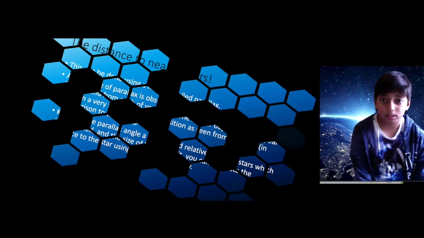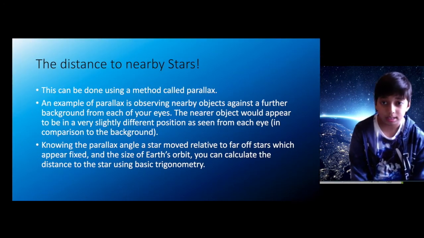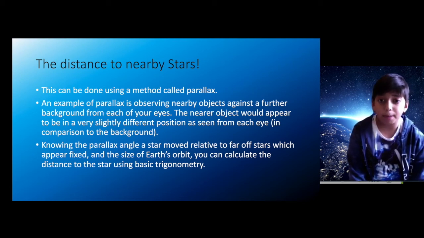How would we find the distance to nearby stars? This can be done using a method called parallax. An example of parallax is observing nearby objects against a further background from each of your eyes. The nearer object would appear to be in a very slightly different position, as seen from each eye, in comparison to the background. Knowing the parallax angle a star moved relative to far-off stars, which appear fixed, and taking the size of the Earth's orbit around the Sun as the baseline, you can calculate the distance to the star.